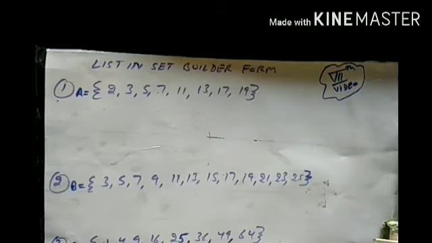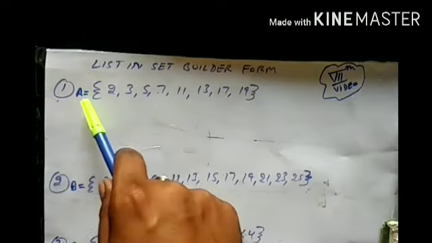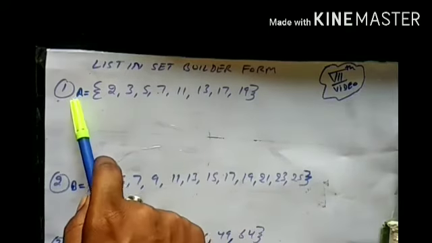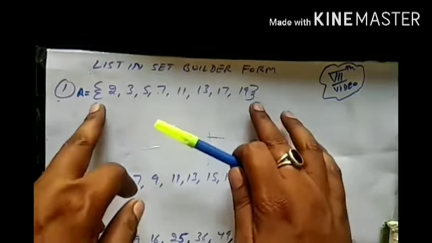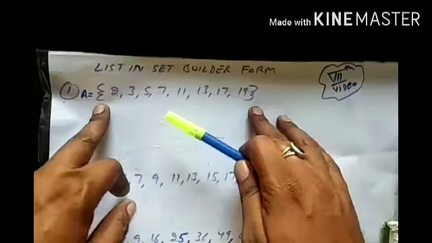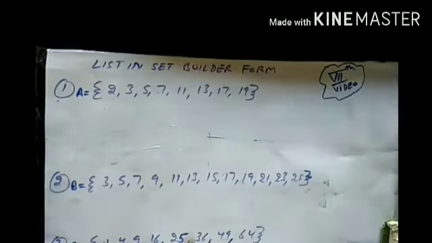Students, in this video, we will learn how to convert the given set from the roster form to the set builder form. Here you will see all the questions are given to you. In question number 1, for example, this is a set A and some members of the set are written here. You have to write this set in set builder form.